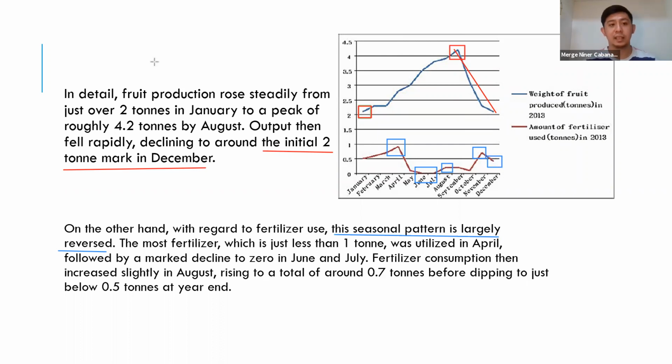So that is the change. It increased here in April. This is the most fertilizer used. It fell drastically. There was no record for June, July. It reached 0. Then it increased slightly in August. And then it reached another peak by November. Then it fell to 0.5 ton by December. That is how you present the body of your task.